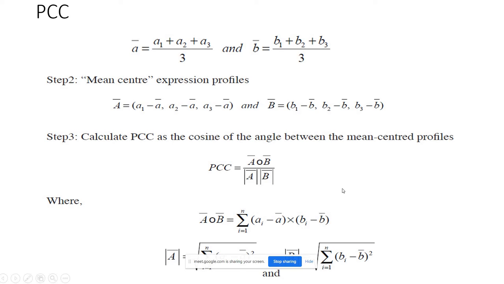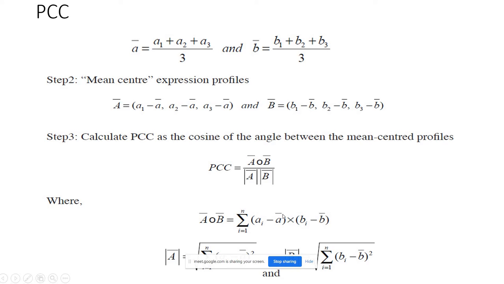Ai minus A bar, that is multiplied by Bi minus B bar. Are you able to see the formula in step 3? Now how are you going to get the values for this? How are we going to get the upper value? This is the formula for this. We will do the summation of all the values. How are we going to obtain this?